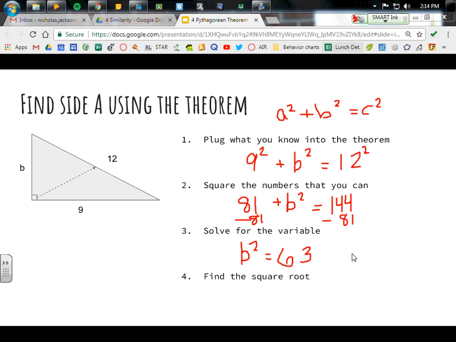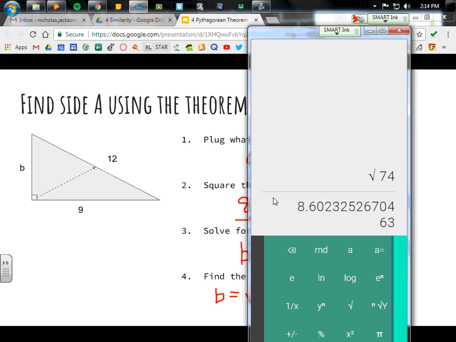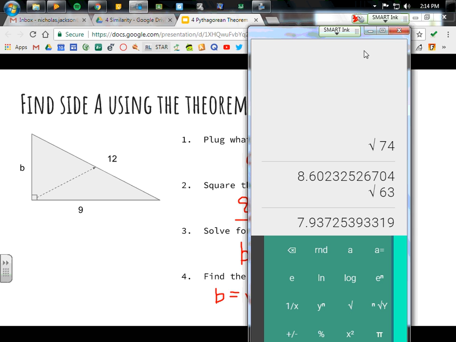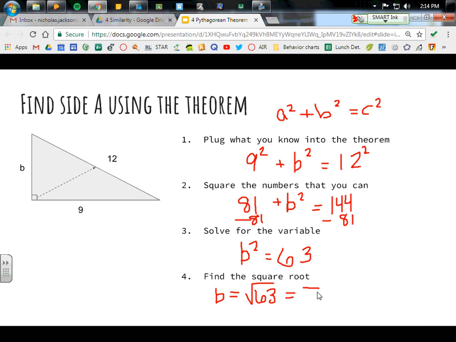So in order to find out what b is, we're going to have to take the square root. So b equals the square root of 63, which equals 7.9. So that means b equals 7.9. Okay? So in this case, we were finding a or b.